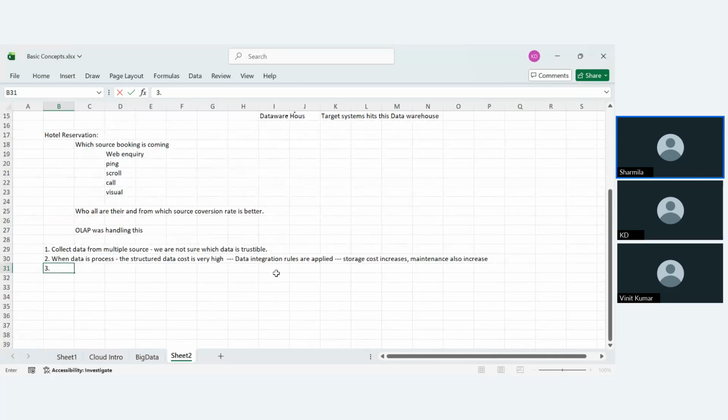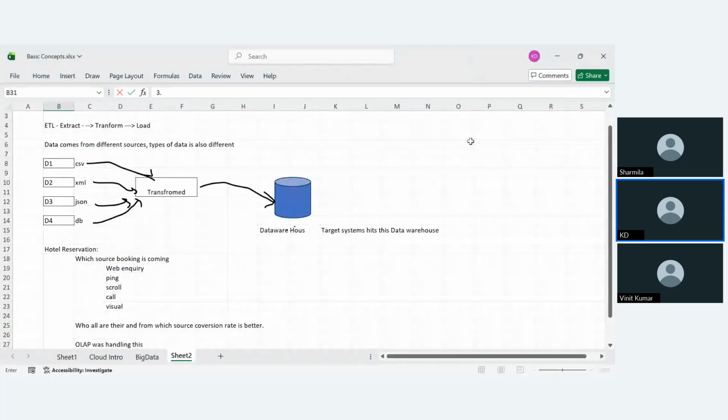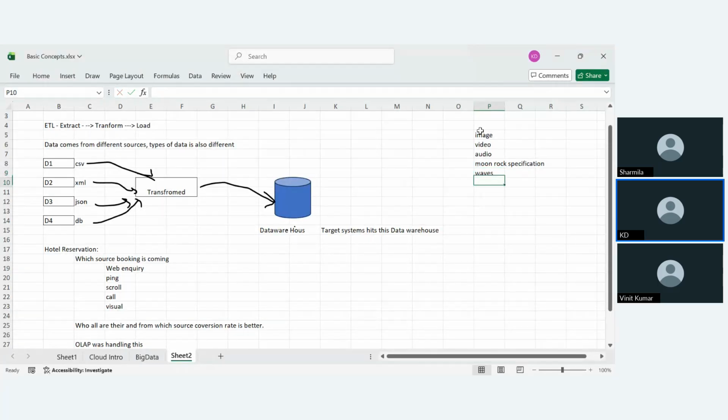Understood? Okay. So when you say that the data is available, the data can be available in the form of image, video, audio, moon rock specification, right? Then the data can be in the form of waves. All these are also forms of data, right? And then the CSV and XML, these are the usable forms, right? So there can be more than 20-30 types of data. So this entire data is called the unstructured data, right?